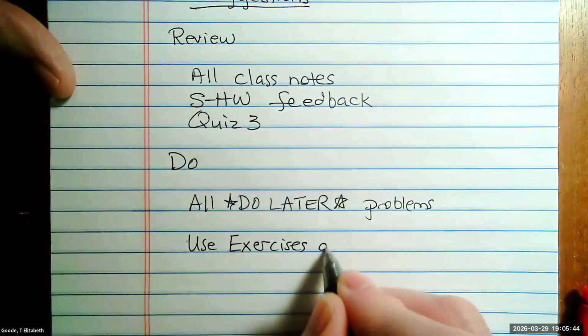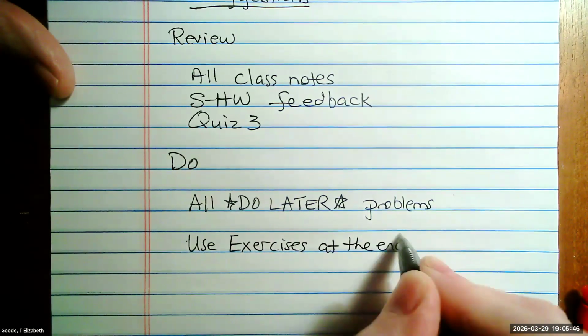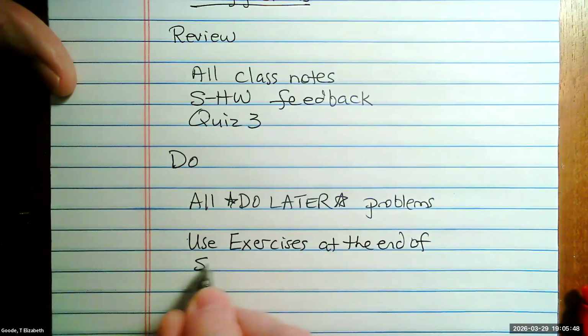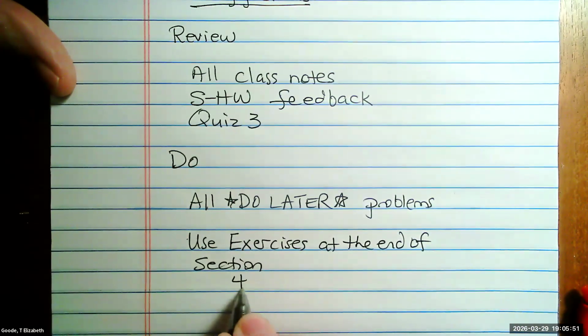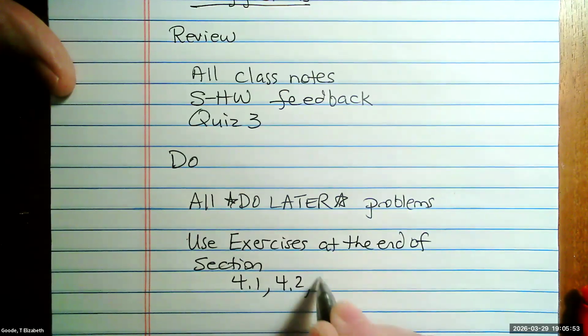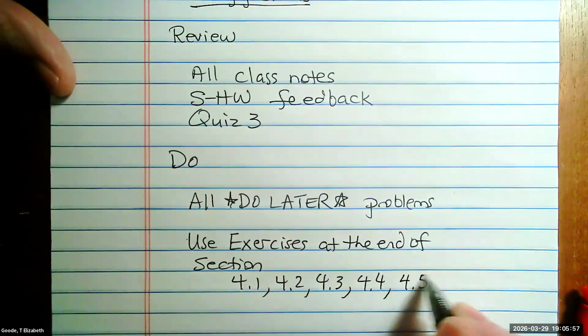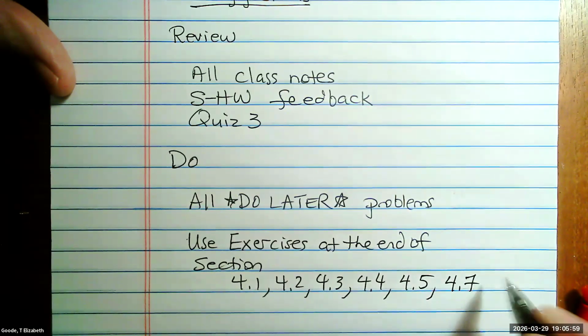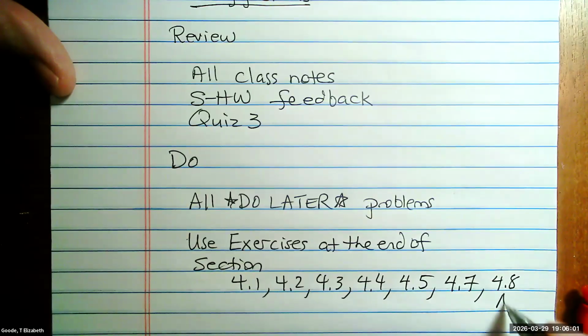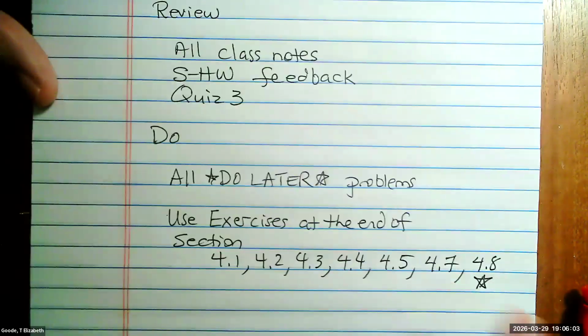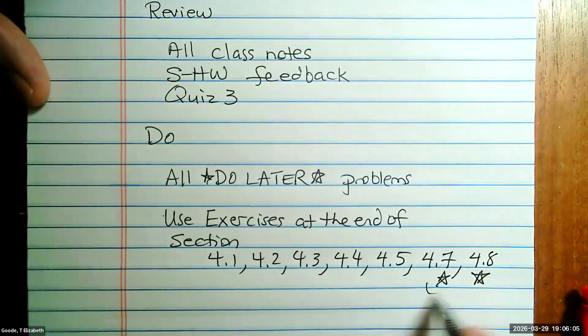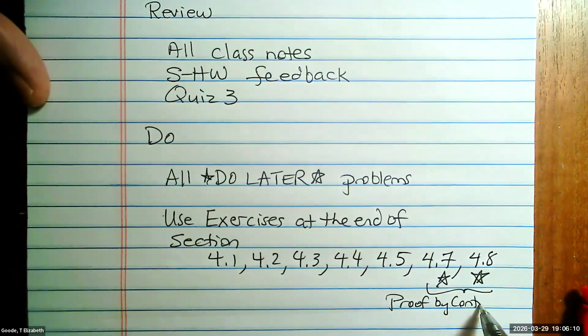Do use exercises at the end of sections 4-1, 4-2, 4-3, 4-4, 4-5, 4-7, and then I'll put a star by 4-8, because proof by contradiction we haven't done yet. We're going to do that Tuesday.